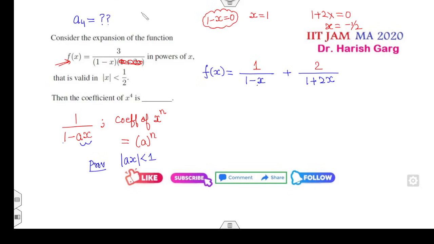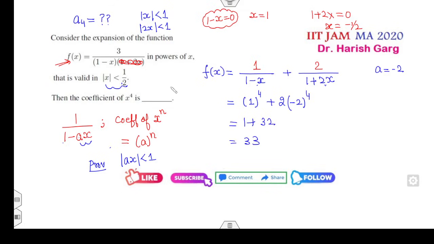So let's check, is your mod of x less than 1? Yes, satisfied. 2 of x, is it less than 1? Yes, because mod x is less than half. So yes, this theorem is applicable. So if you compare them, a is my 1 raised to power 4 plus 2. What is the a? If you compare them, a will be my minus 2. So minus 2 raised to power 4. Answer is 1 plus 32, that is 33, is the right answer of the problem.